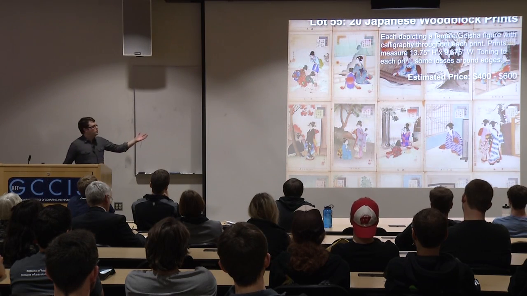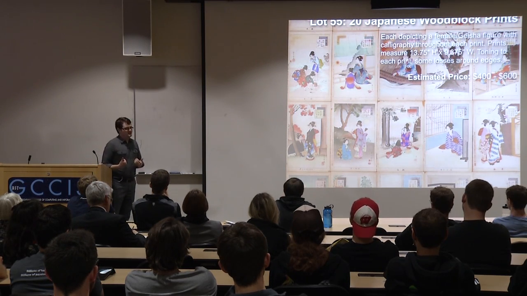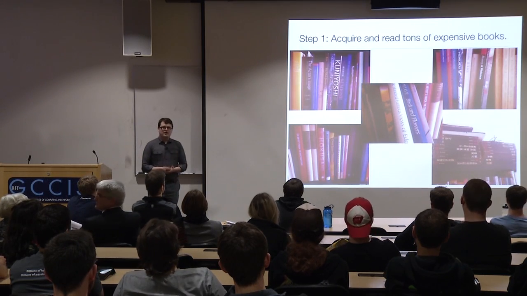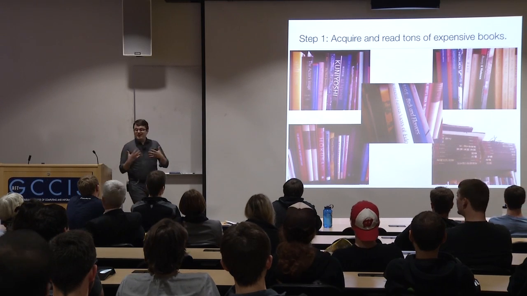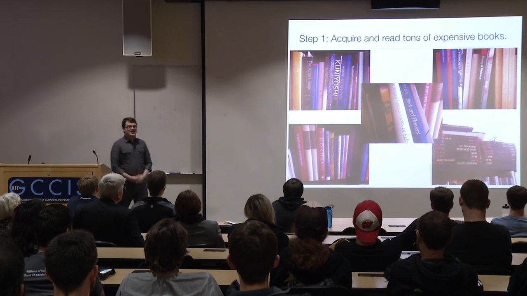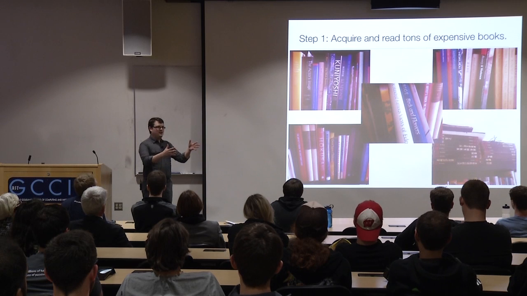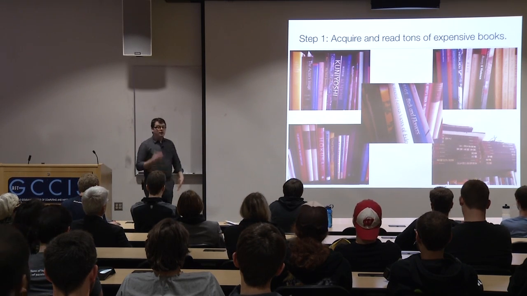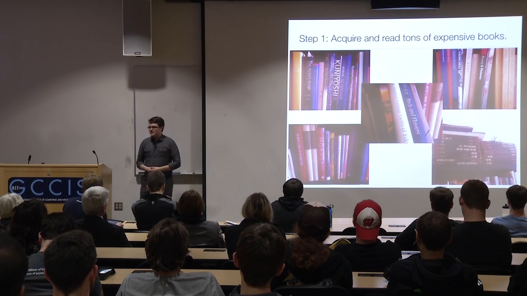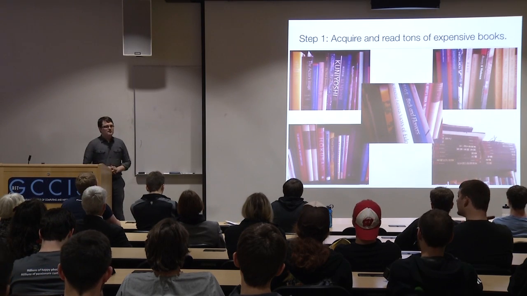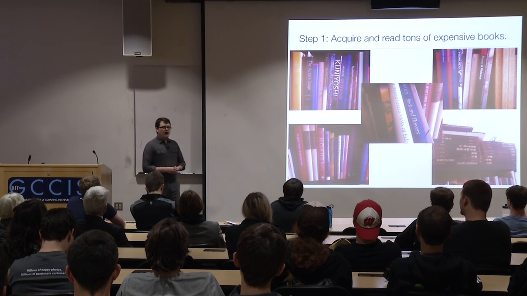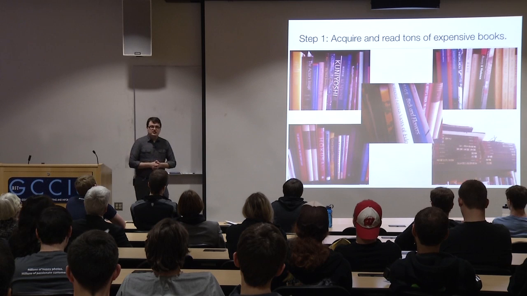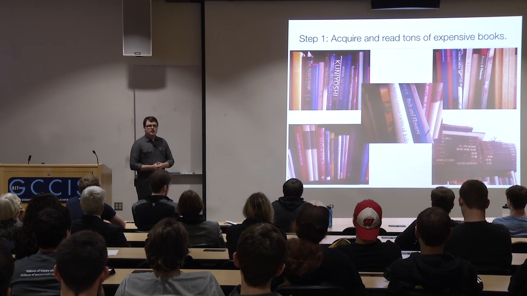But the thing is, if they don't know what it is, how am I supposed to know what it is? So there are a number of ways in which you can do that. First step is you need to acquire and read a ton of really expensive books. I have bookshelves now that are just overflowing with books all about Japanese printing. And I love it, because I love reading them. They're fascinating. But while I am getting better at identifying the subject matter, I'm still struggling with being able to read signatures and things like that. It's a challenge. This is a thing that scholars struggle with for decades.